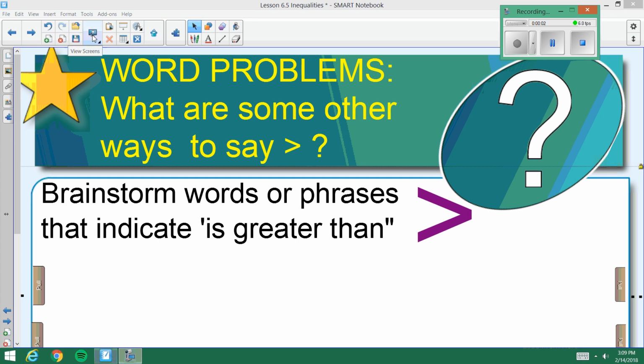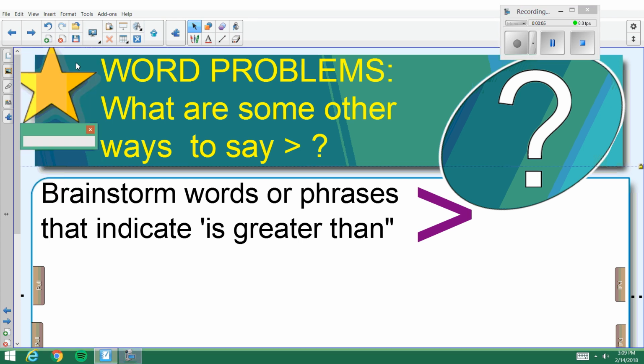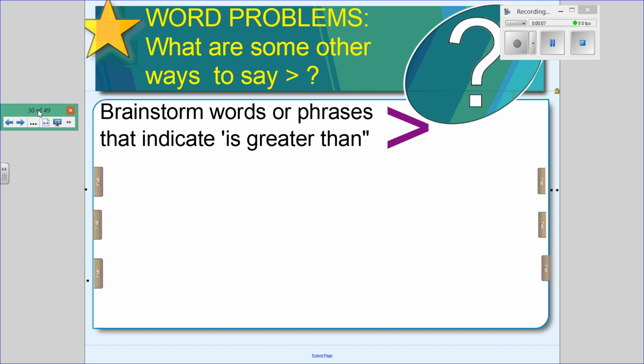All right, in class today, we're going to get into everyone's favorite, and that is word problems, particularly inequality word problems. First we have to start by brainstorming some words that we might write into, and I think we've addressed some of these already, but some words that might indicate some of these inequality symbols.